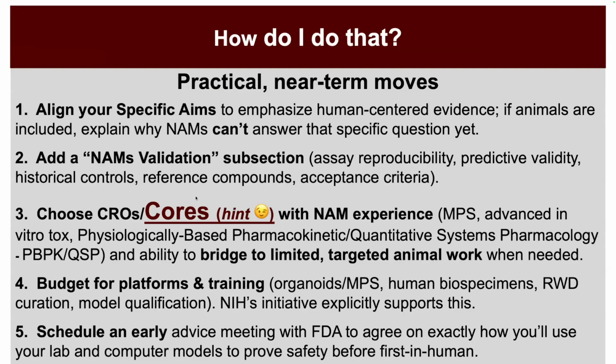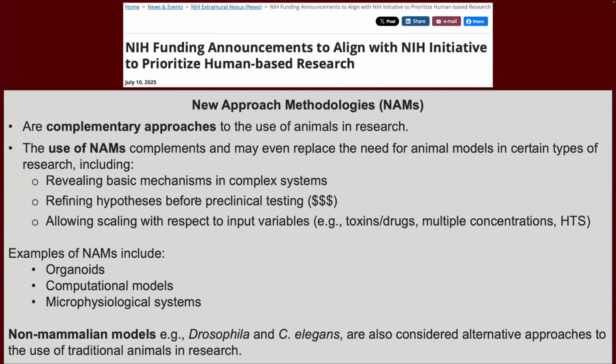So how can you do that? Obviously, align your specific aims, and make a validation subsection actually a part of your proposal. Choose contract research organizations or cores, hint, me, with experience in this area. That's what I want to try to convince you of in my part of the presentation a little bit. You can budget for these, and then you can schedule an early meeting with the FDA if you're actually moving towards IND enabling studies. And then, what are new approach methodologies, the NAMs?